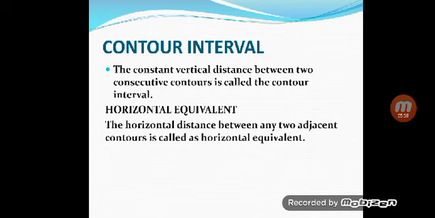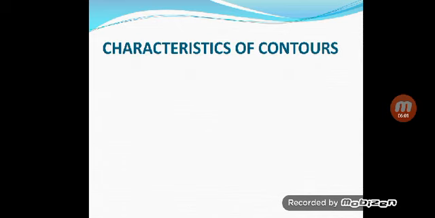After that, contour interval. The contour interval is the constant vertical distance between two consecutive contours. It is called the contour interval. Similarly, the horizontal equivalent is the horizontal distance between any two adjacent contours. It is called the horizontal equivalent. So these are certain definitions of the contours.